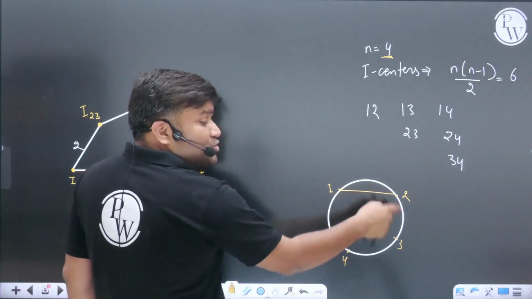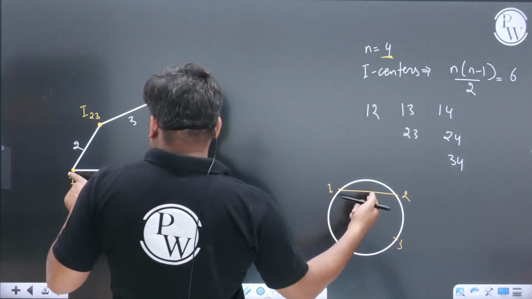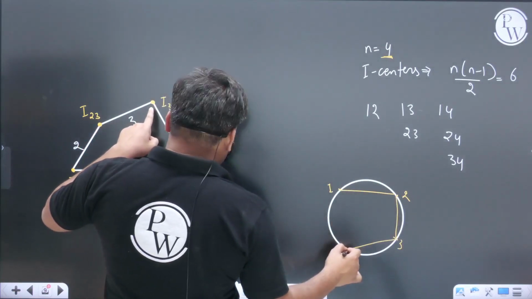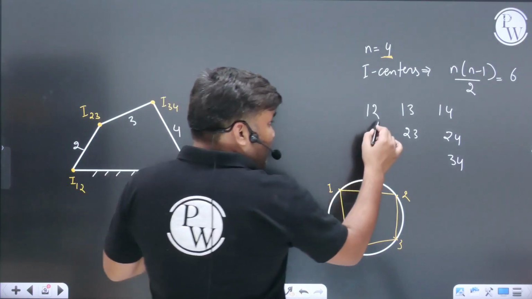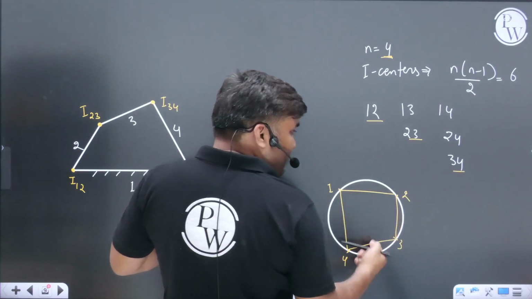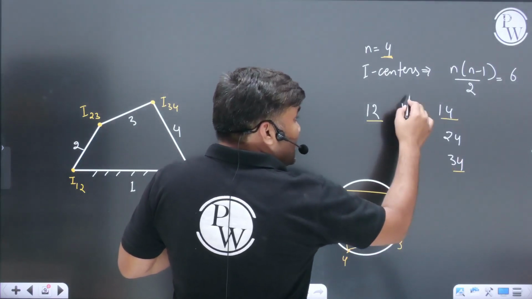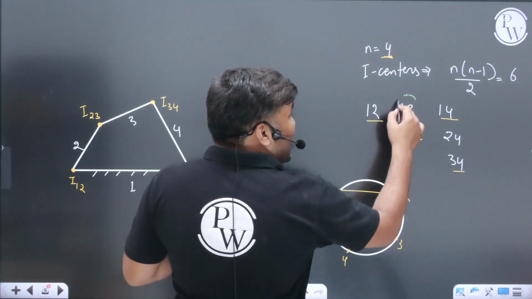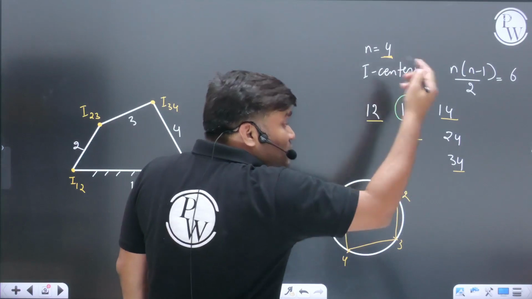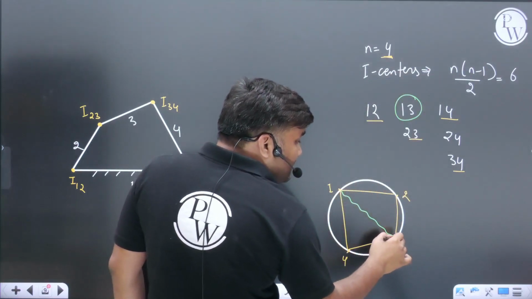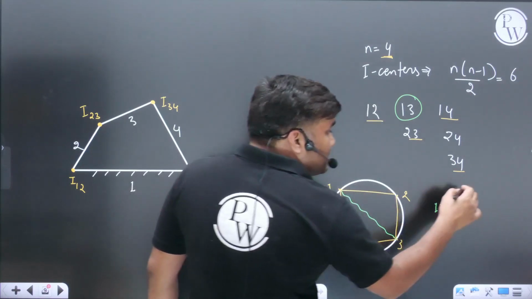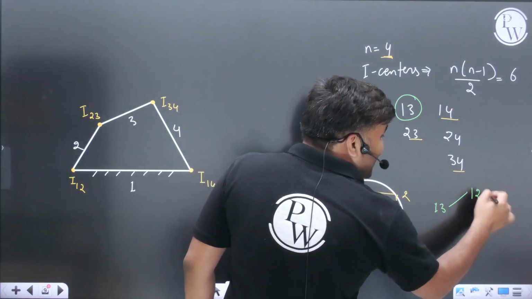Similarly, for links 2 and 3, I23 you have got, I34 you have got, I14 you have got, I12 you have got. What is left? You have to calculate where I13 is. Can I write from Kennedy's theorem that I13 has to be in line with I12 and I23, as per Kennedy's theorem?